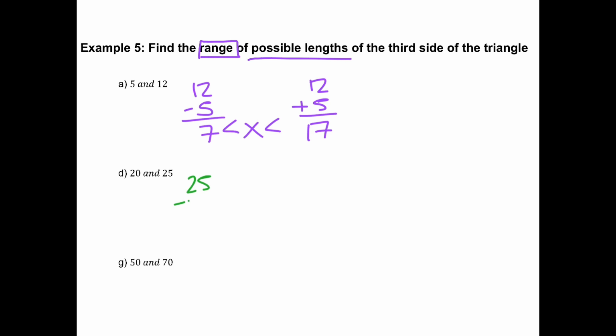Take the 25, subtract 20. Take the 25, add the 20. So you're going from 5 to 45. Like, that's how easy this is. Don't think that much about it.